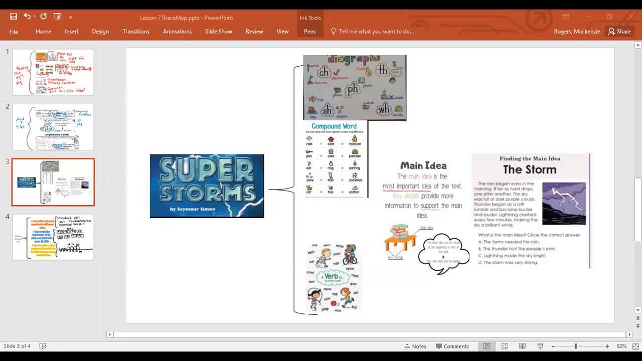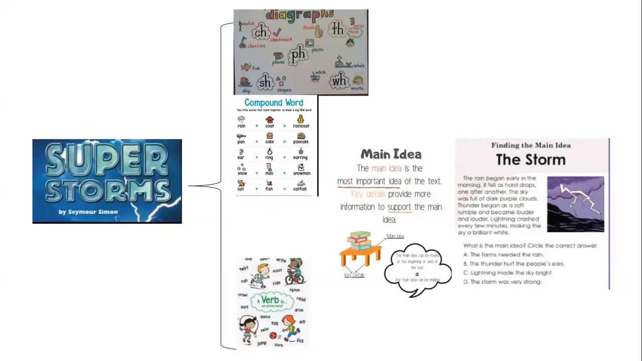So here is your reading story. It is Superstorms. It is a nonfiction story all about different storms. So the author of this story, think about this. Why do you think this person wrote this story?